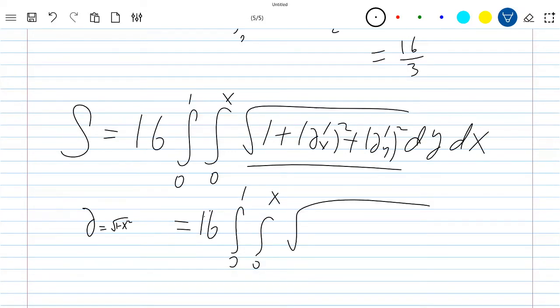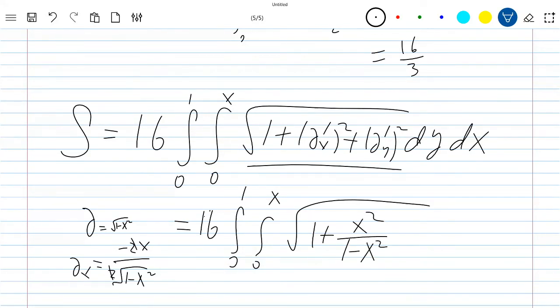Okay, what is z prime x? It's a little bit complicated. It's the square root of 1 minus x squared, and you have a 2x on the top, actually negative 2x on top, but there's also 1/2 down there because of the derivative, so you have to cancel that. And when you square that, you get x squared over 1 minus x squared. Right, and z prime y equals 0, so you get nothing. And then you get dy dx.